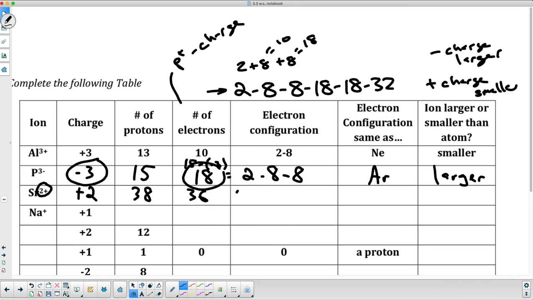How does 36 work? Well, the first 2, now I have 34. The next 8 I put in, now I have 26. The next 8 gives me 18. And then the last one is 18. Remember, 2, 8, 8, 18, 18, 32, and so on. So 2, 8, 8, 18, all of that adds up to 36 electrons. So what's 36? On the periodic table, krypton is 36. This is a plus charge, which means that we have a smaller ion than we do the atom.